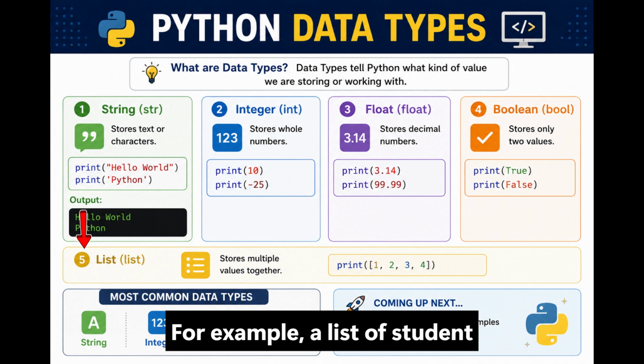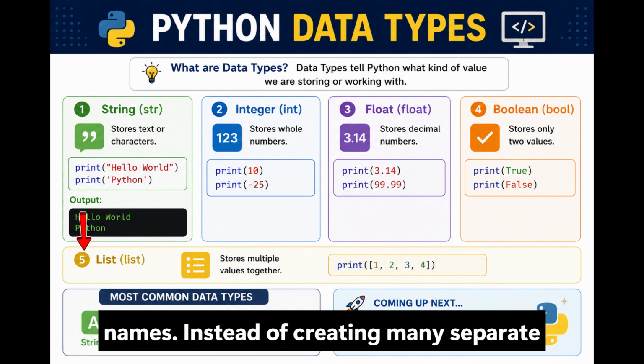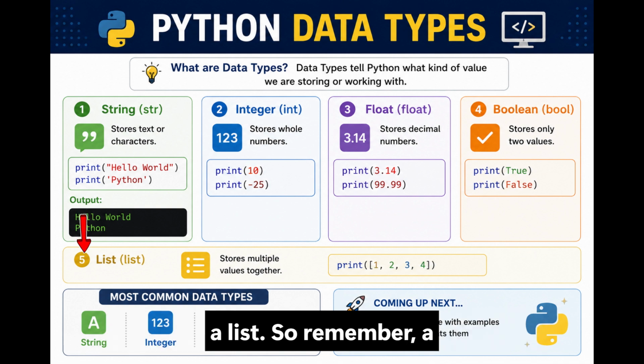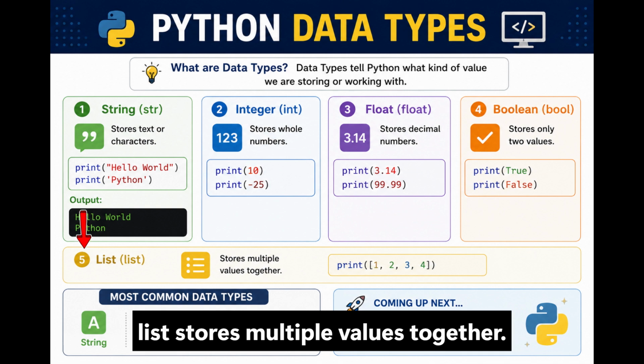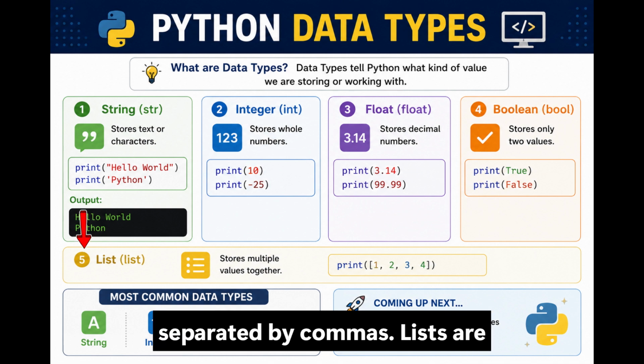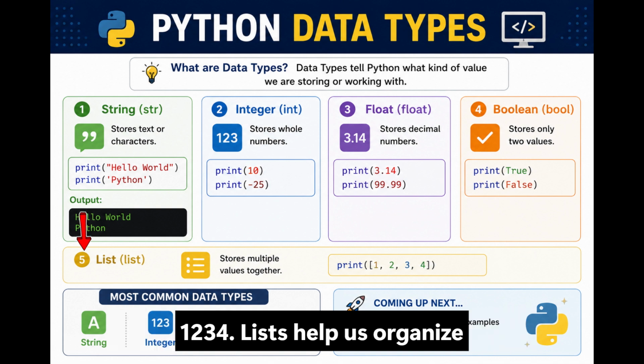For example, a list of student marks, a list of ages, a list of prices, a list of names. Instead of creating many separate values, we can store them together inside a list. So remember, a list stores multiple values together. Values inside a list are separated by commas. Lists are written using square brackets. Example: 1, 2, 3, 4. Lists help us organize and manage groups of data.